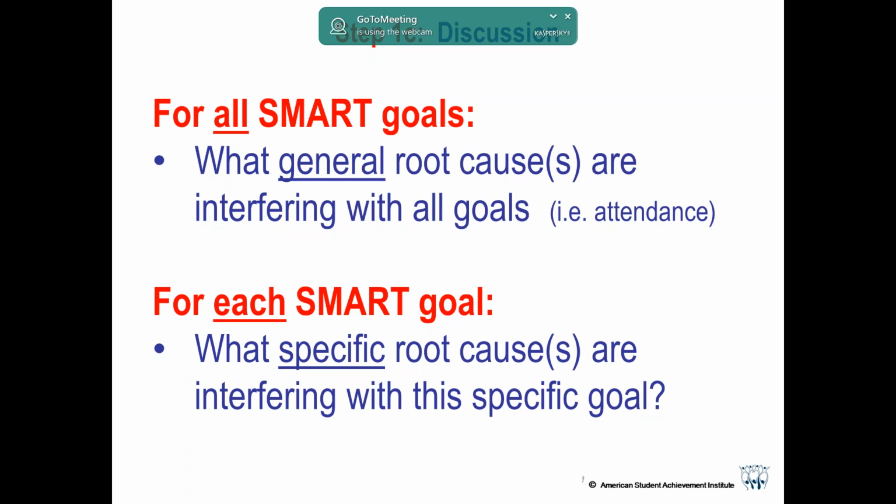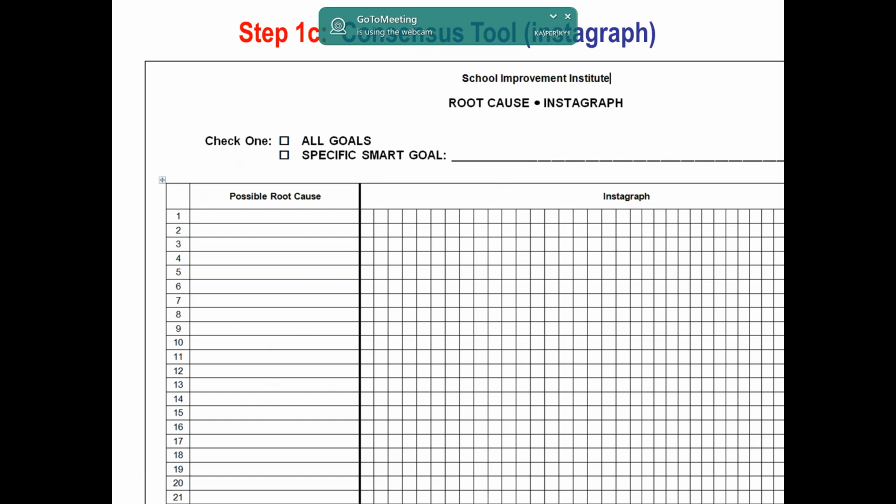So the first discussion is for all SMART goals, what general root causes are interfering with the goals? And then for each specific SMART goal, what specific root causes are interfering with this specific goal? So if you have 13 SMART goals, you're going to have 13 discussions. So you can see this step takes some time. You have to have time to pour through all the data, and then you have to have the time for the discussions. We have given you a tool to help you have that discussion quickly. So here's how it would work.